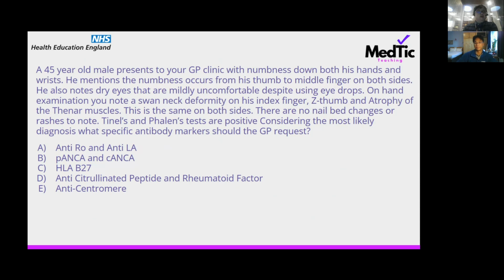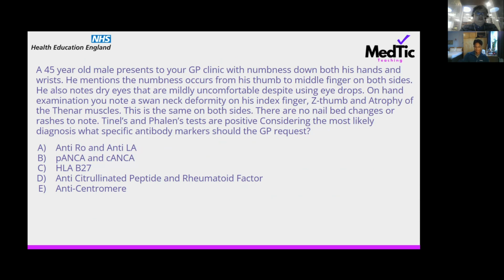Yep, so we have a 45-year-old gentleman who comes to your GP clinic with some numbness down both of his hands and wrists. He says that this numbness occurs from his thumb to middle finger on both sides as well. He also strangely notes that he has dry eyes, making him quite uncomfortable, despite using eye drops for quite a while. However, on hand examination, you note a swan neck deformity on his index finger, Z thumbs, and atrophy of the thenar muscles, and this is present on both sides. There are no changes to the nail beds or any rashes anywhere on the body.